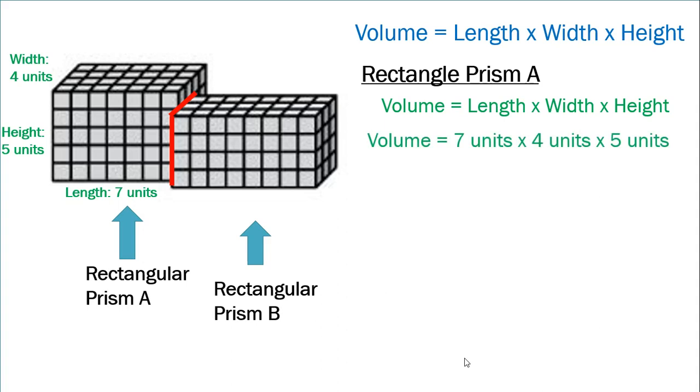7 units times 4 units is 28 units squared. 28 units squared times 5 units is 140 cubic units. So rectangular prism A is 140 cubic units.